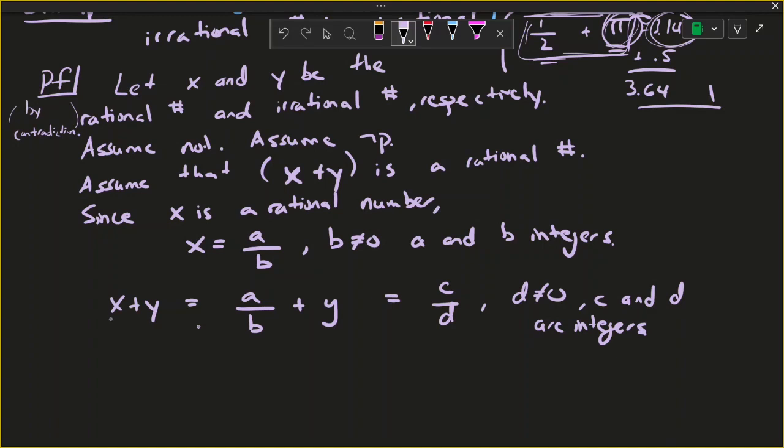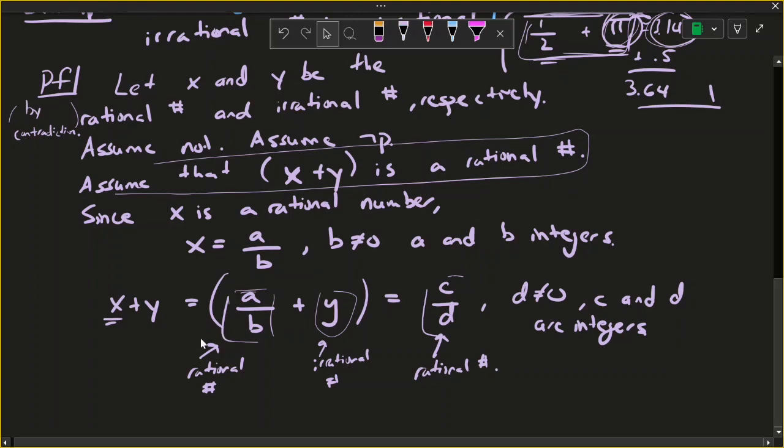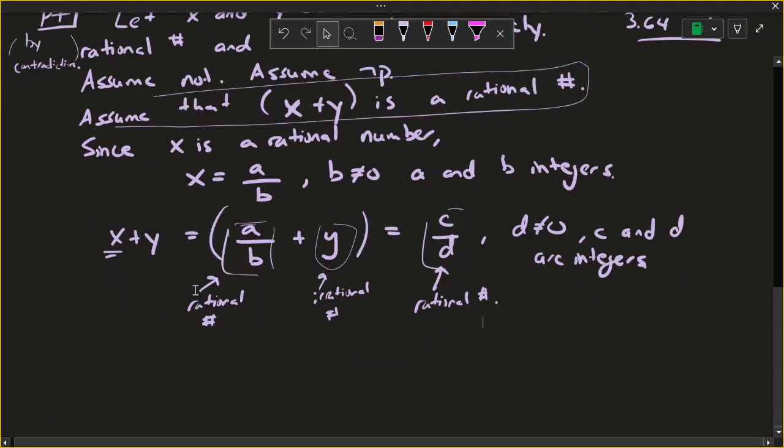So just to recap, we have x. We assumed this was a rational number. Then we assumed that y was an irrational number, so there's really no way of writing it as a fraction. And then we assume that the sum, x plus y, is a rational number. So that's our setup so far. And I want to come to a contradiction.